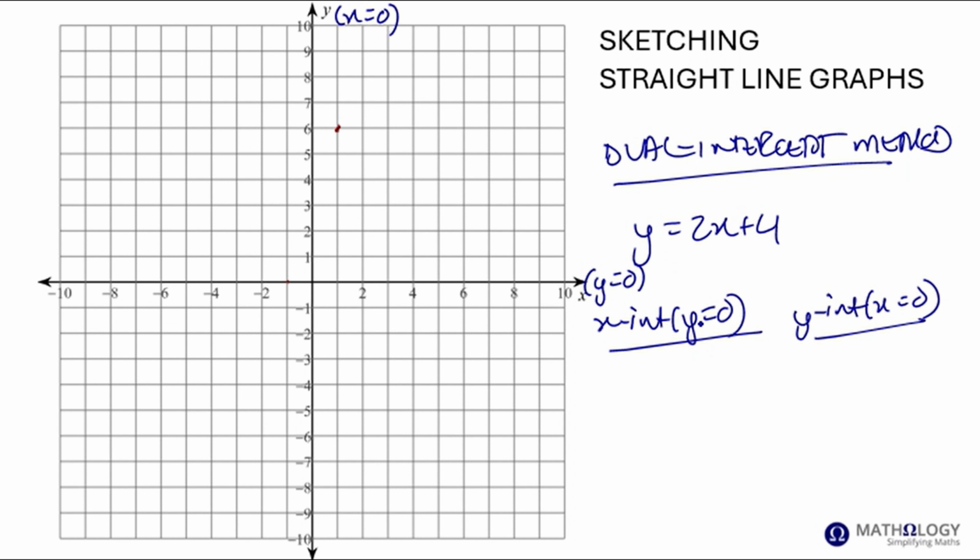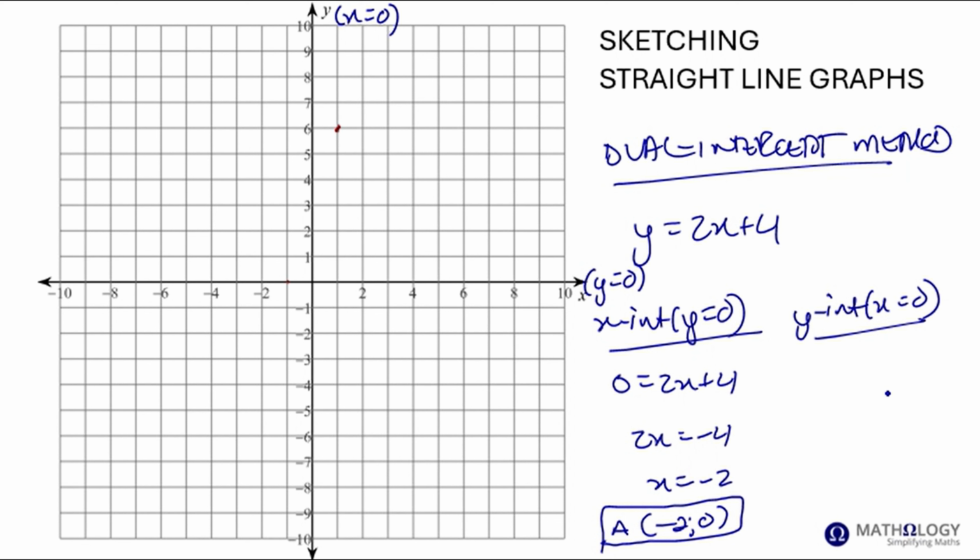So when y equals 0, 0 equals 2x plus 4. We now solve for x. X is minus 2. So we write it down as a point, minus 2, 0. Let's call this point A.